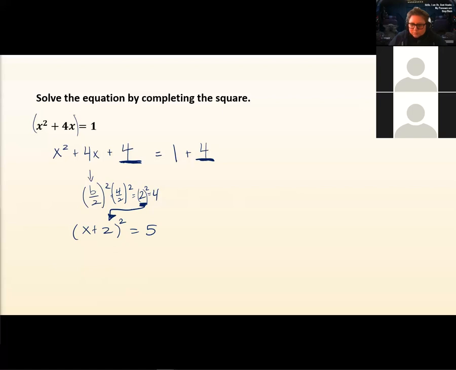What would be the opposite of squaring that x plus 2? Square root. Yeah, good job, guys. Okay, we're going to take the square root. So this becomes x plus 2, because the square root of anything squared is just whatever the base is. But since we're taking the square root of that 5, as we stated earlier, we have 2 possibilities. So it is plus or minus the square root of 5.